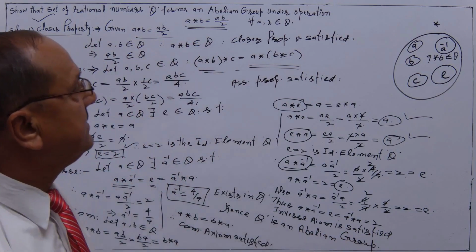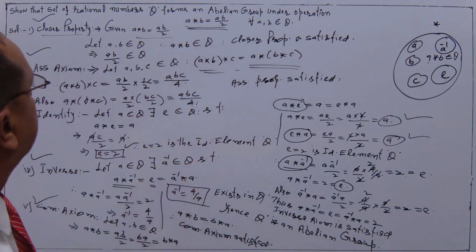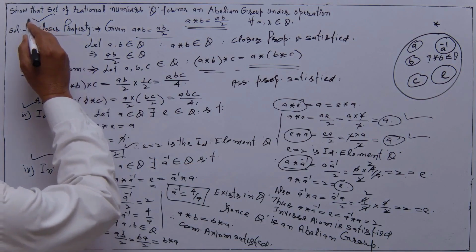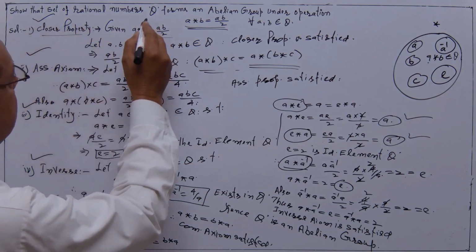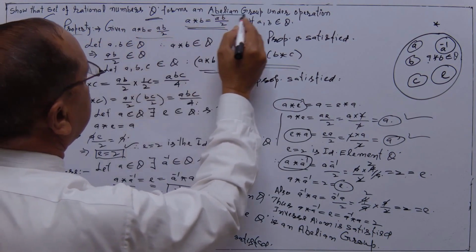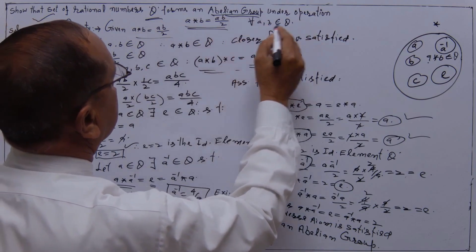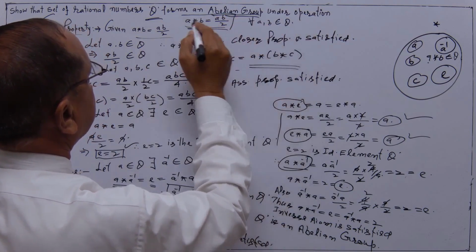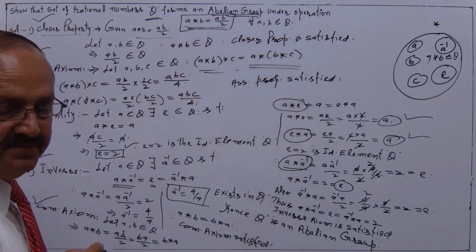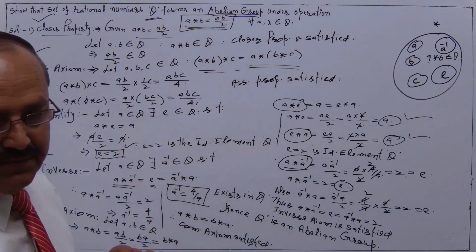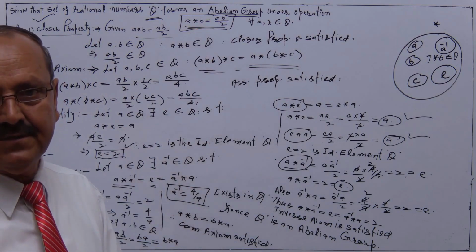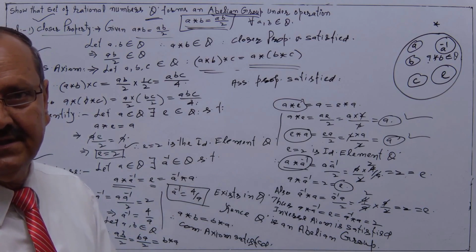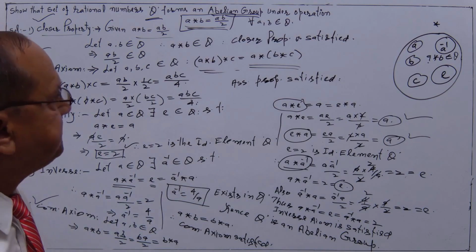Check once again. The question is: show that the set of rational numbers Q is an abelian group under the operation given. We have been given this operation. Abelian means we have to satisfy its five properties: closure, associative, identity, inverse, as well as the commutative property.